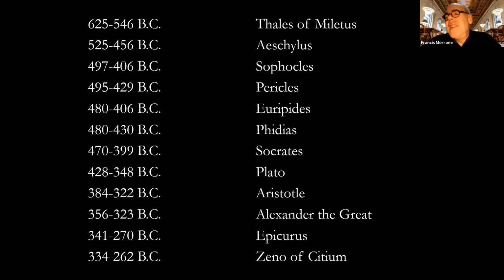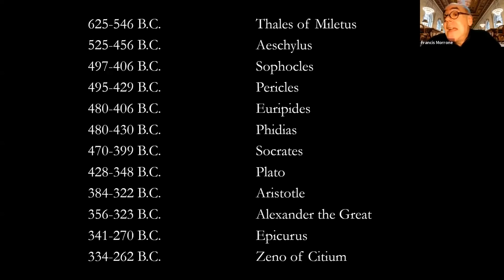Basic list of names, famous Greeks and their dates. These dates are very approximate. If I were being very scholarly, I would put circa in front of every number that you see, but I just want you to have the basic lay of the land. Thales of Miletus, the top name on this list, is the person generally recognized as the father of Western philosophy.